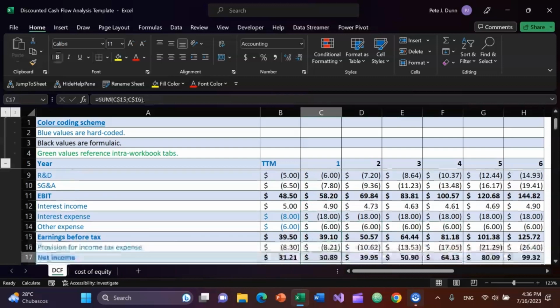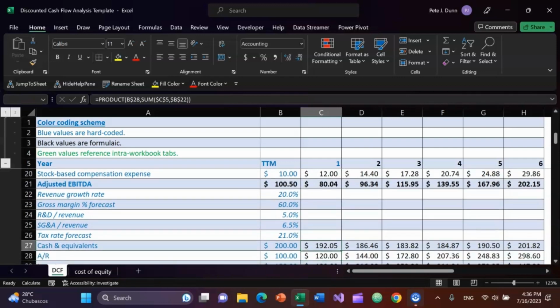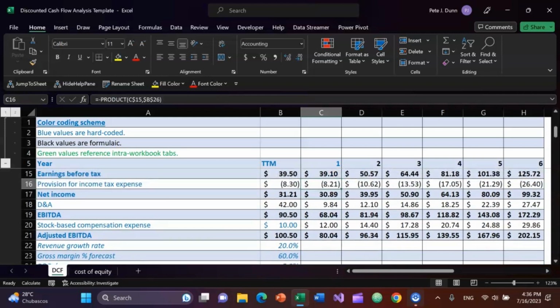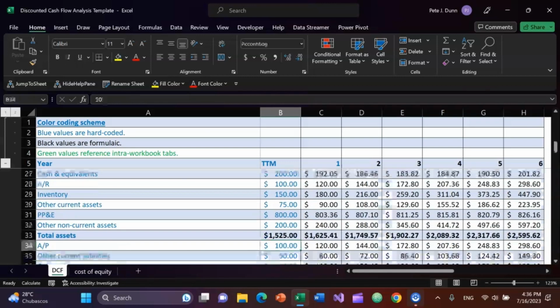That gets me to earnings before tax. I have a tax rate forecasted in row 26. And then based off that, I'm able to calculate taxes, pre-tax income times tax rate forecast, sum those up since it's a negative number, and that gets me to net income. Add back depreciation and amortization, which comes from the property, plant, and equipment schedule. That gets me to EBITDA. Add back stock-based compensation expense, which I grow with the revenue growth rate in row 22. That gets me to adjusted EBITDA. That's the income statement forecast.